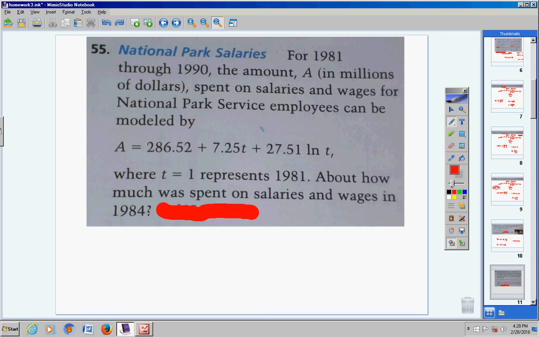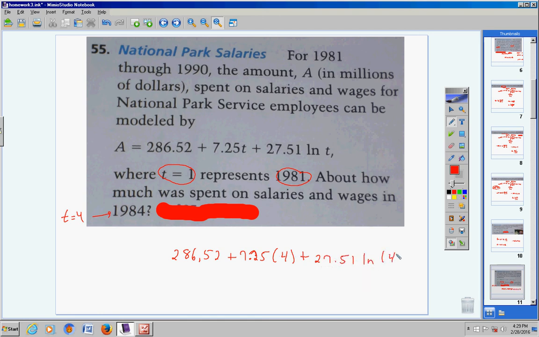So all I'm doing is putting a number in for T. Now, if T equals 1 represents 1981, then T equals 4 has to represent 1984. So if there's a T, I'm going to put a 4. So I have 286.52 plus 7.25 times 4 plus 27.51 natural logarithm of 4.